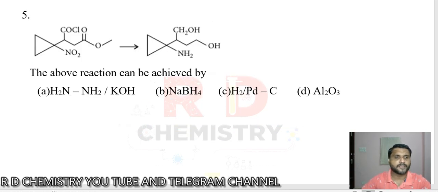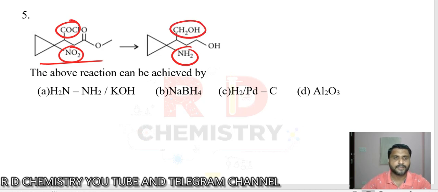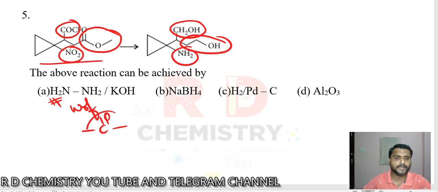Question number 5. They have given a compound here in which the NO2 group should be converted to the NH2 group. Reduction is there. Then COCl is converted into the alcohol. Reduction is there. Then the ester has been converted into the alcohol derivative. Correct? First one is hydrogen, KOH. This is meant for Wolff-Kishner reduction. Wolff-Kishner reduction is only for pure carbonyl compounds into the CH2 group. But a pure carbonyl group is not there. Aldehyde or ketone group is not there.